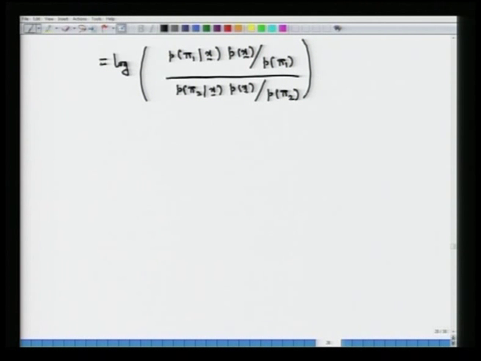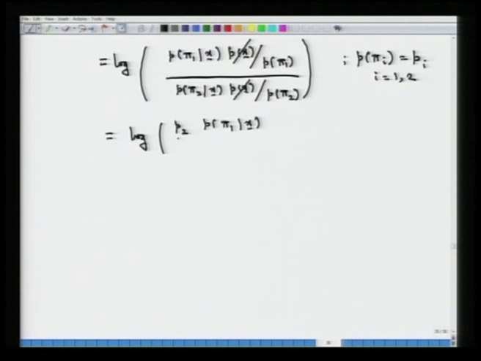We had earlier denoted p pi i simply as p i. So, for notational convenience, we write p of pi i equal to p i. This log odds ratio thus is going to be equal to, after these two terms cancel out, the log of p 2 times p pi 1 given x, divided by p 1 times p pi 2 given x. And from the condition of the logistic discrimination, this is equal to beta naught plus beta prime times x.